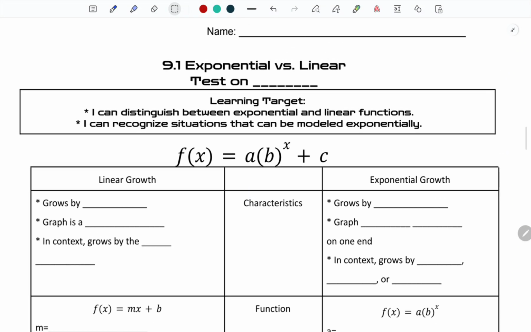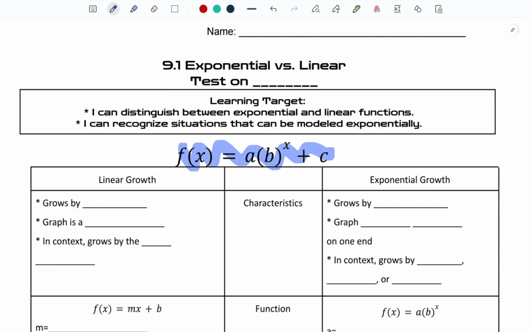Hey guys, we're going to be talking about the difference between exponential functions, which is our new thing. This is an exponential function, and linear, what we're used to, right? y equals mx plus b. So we're going to talk about all the differences between the two, and then that's your homework, a couple sections that Delta Math has getting you to practice figuring out the difference.